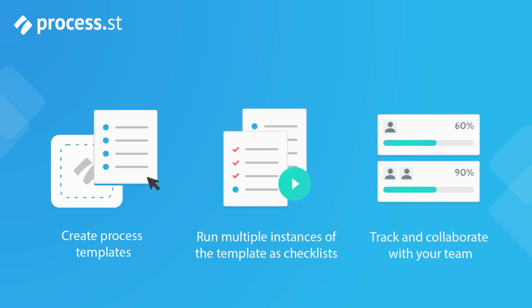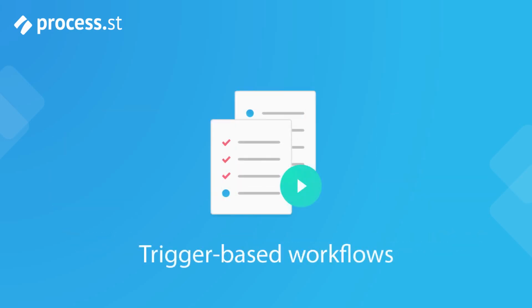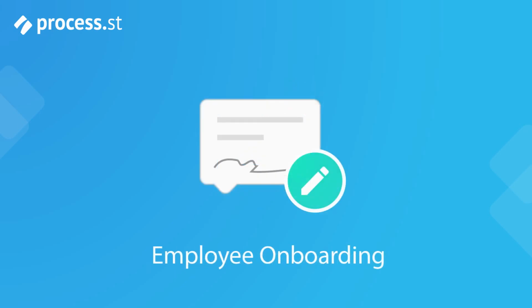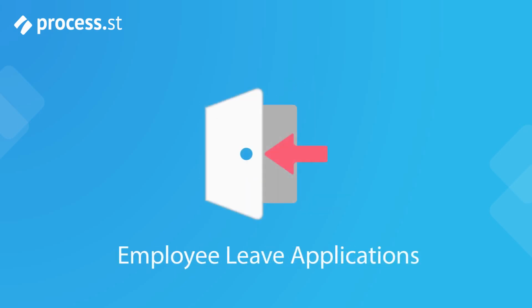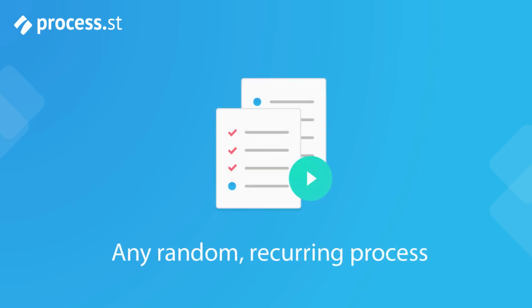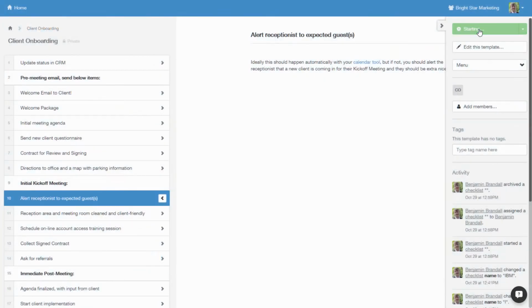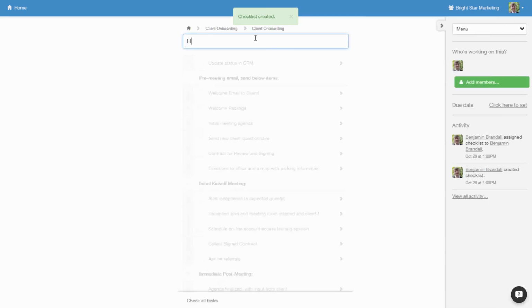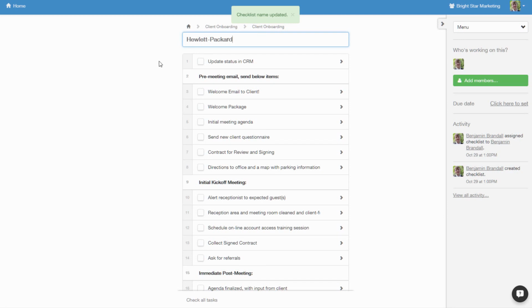With Process Street, you can turn your documents into workflows. The first kind of workflow I want to talk about is trigger-based workflows. Examples of trigger-based workflows include client onboarding or a new client setup, employee onboarding, employee leave applications, content approval requests, or really any process that happens over and over but at some kind of random interval. For these kinds of processes, you can actually run your documents as checklists, or what we call micro workflows. In this example of new client onboarding, we would run the process for every new client that we sign up for our service.